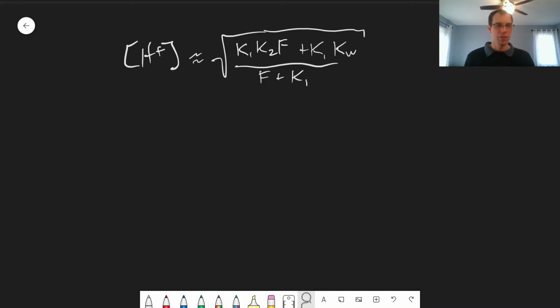One final approximation we can make to make this equation even simpler is to look at the relative values of some of these numbers in here. Okay, so first thing we can do is look at our denominator. Our numerator.